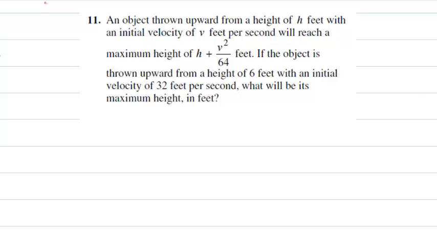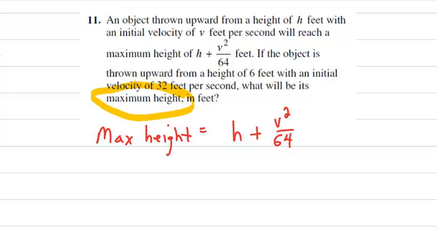This question seems to have a lot of things thrown in there to make it seem difficult, a lot of big words, a lot of definitions. Basically, they're giving us a formula and they're asking us to plug into that formula. Because the maximum height is given by the formula they gave us, h plus v squared over 64. Now the question prompt is asking us, what is the maximum height? So all we have to do is plug into that formula.